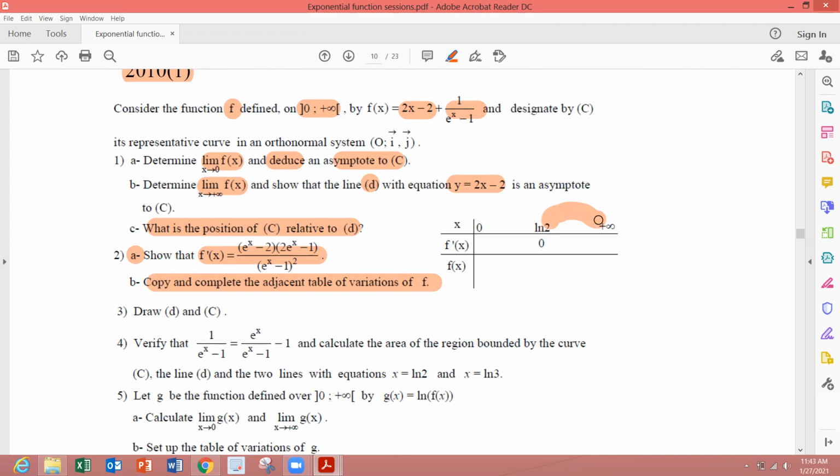We take a number greater than 2. If we put 1 in the derivative, e to the 1 minus 2 is positive, and 2e to the 1 minus 1 is positive. So here positive, here negative.